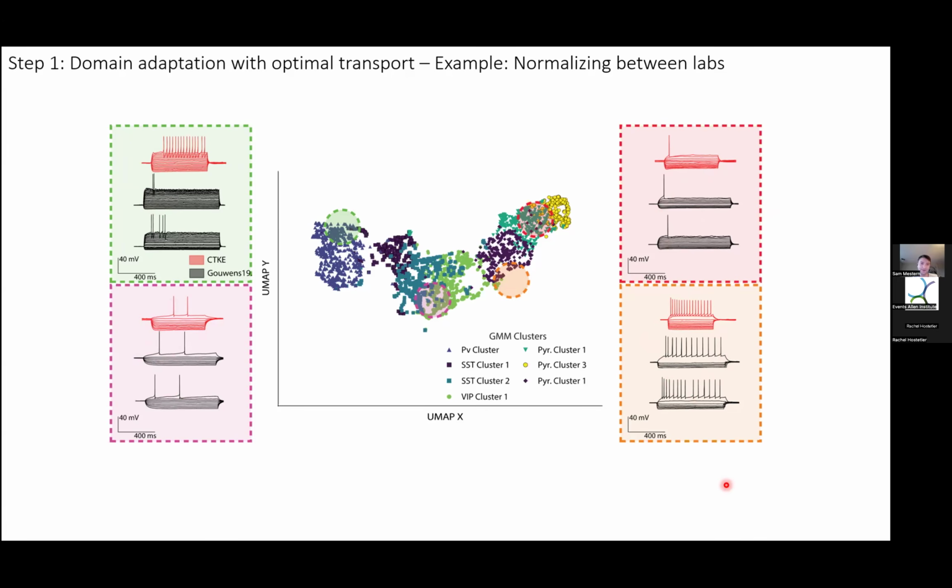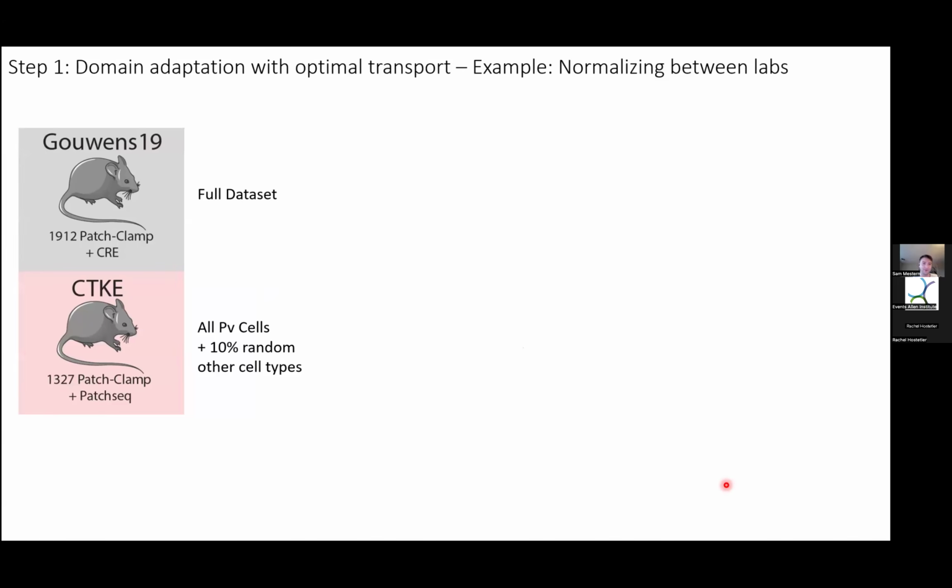Okay, with that in mind, I wanted to talk a bit about what happens if you have really imbalanced datasets. This is something that was the case in the MapMySpikes challenge. And to simulate this, I took the Gowans 19 dataset in full, and then I took the CTKE dataset and subsampled it down to mostly PV cells and 10% other random cells. The idea here is that it's simulating what happens if you were maybe patching Cre-targeted PV cells, but you also accidentally got one or two.